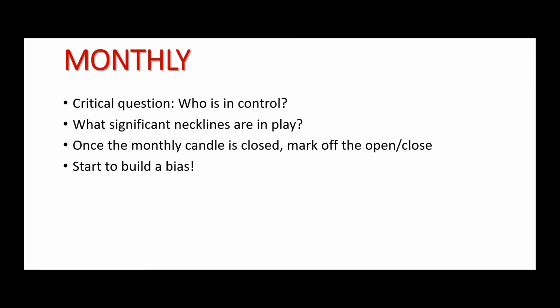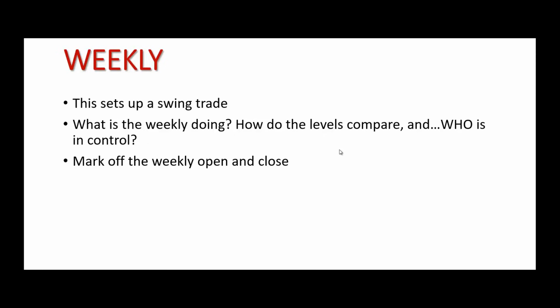So very simply, once a monthly candle is closed, he'll mark off the opening and closing prices of that monthly candle. Those are known points, and we can then compare those to the other time frames, and we can start to build a bias. And all of this needs to be obvious and clear. So next, after the monthly, drop down to the weekly.